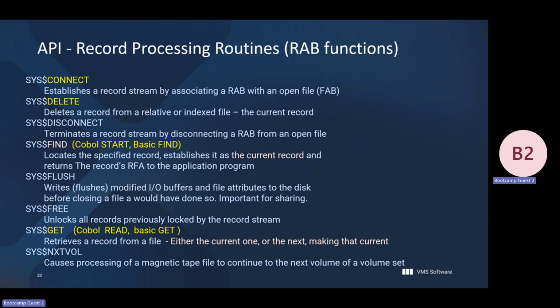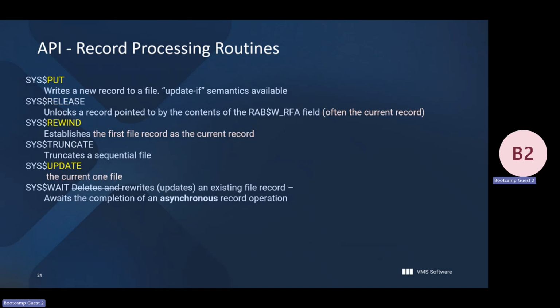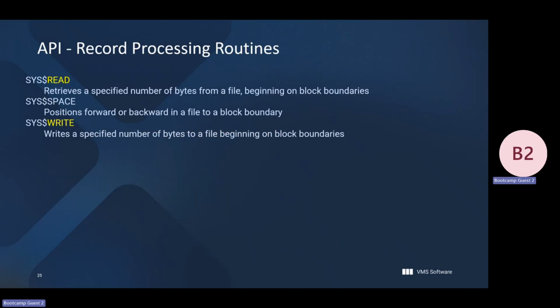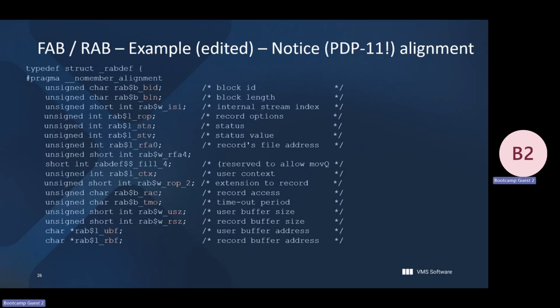You can get the record, yes, that's critical. You can put a new record. You can rewind to get back to the beginning of the file. And you can update. It's things you expect, right? It's a bunch of extras. And then we also have this block level access we call read and write.